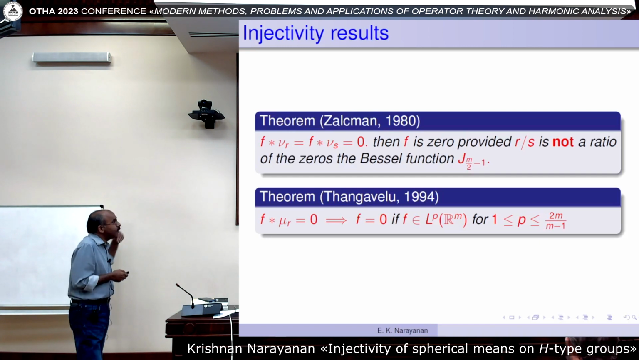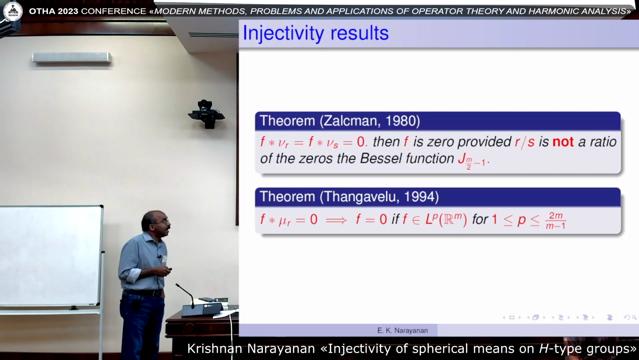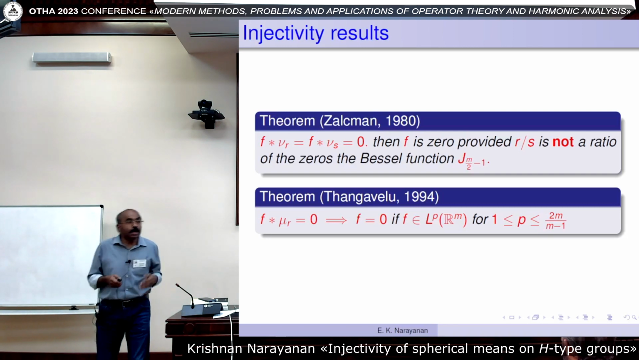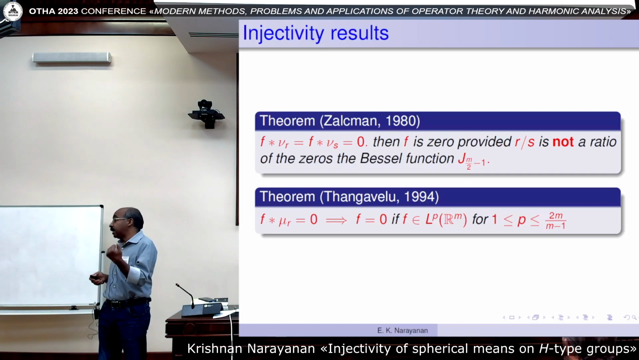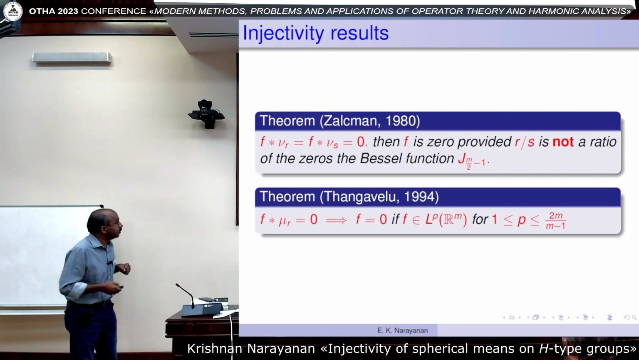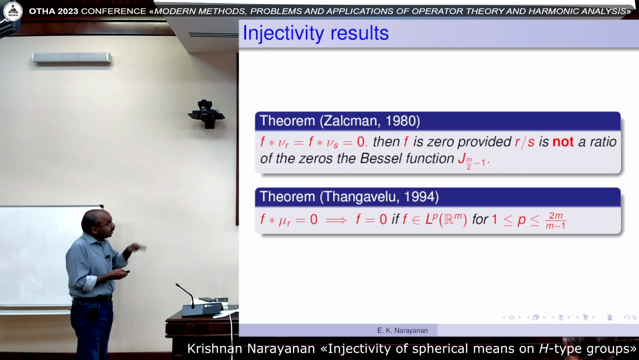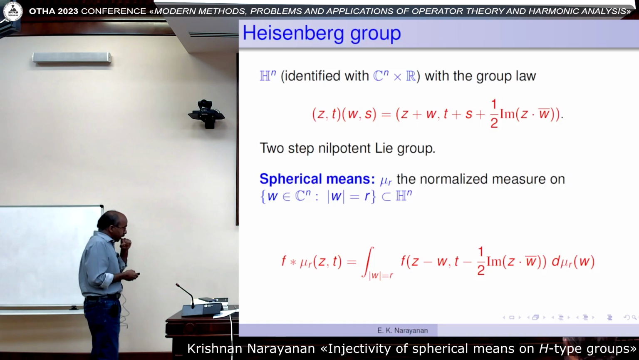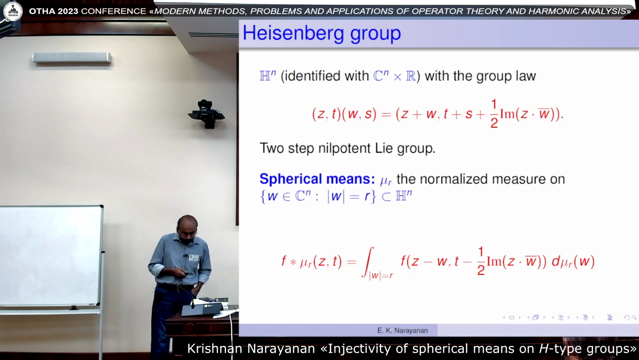So F convolved with mu r is 0 implies F is 0 if F belongs to LP for P less than or equal to 2m by m minus 1. So injectivity is true there. Now let's go to the Heisenberg group.